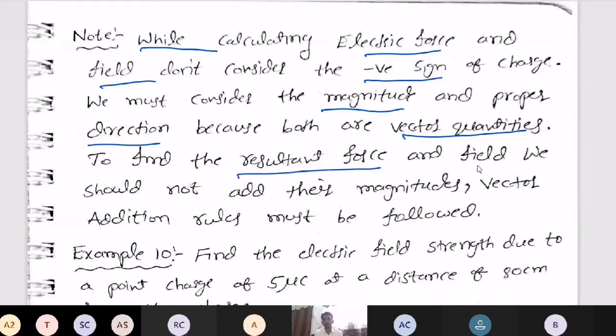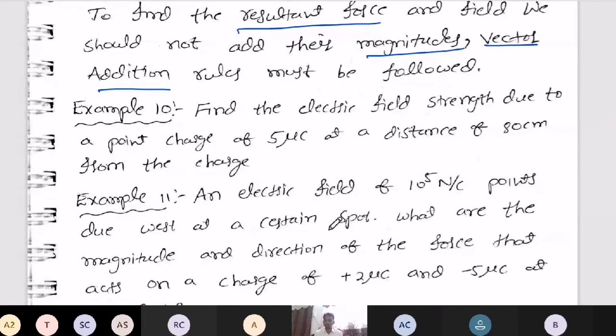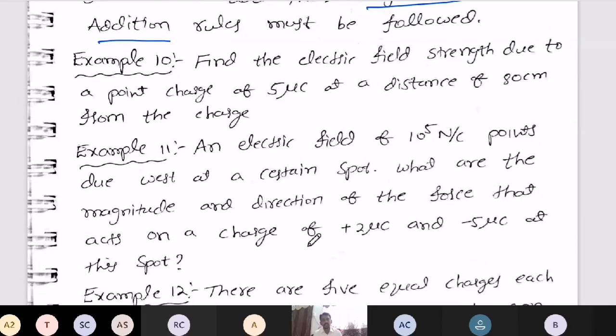And to find the resultant force and field, we should not add their magnitudes directly. You must apply vector addition. Then only you can get the answer. So that is what the things you need to take care while calculating electric force or electric field due to multiple charges. Next, here I have given again an example.